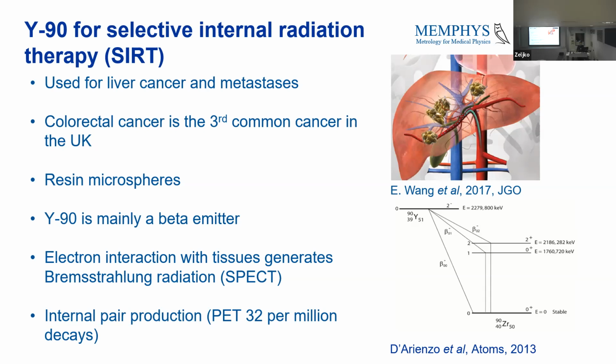A very small portion of these decays also goes through internal pair production, which makes the PET acquisition feasible. However, we only have 32 per million decays, so the PET data is going to be very low count.